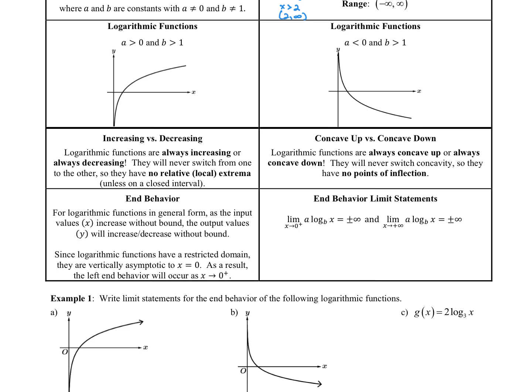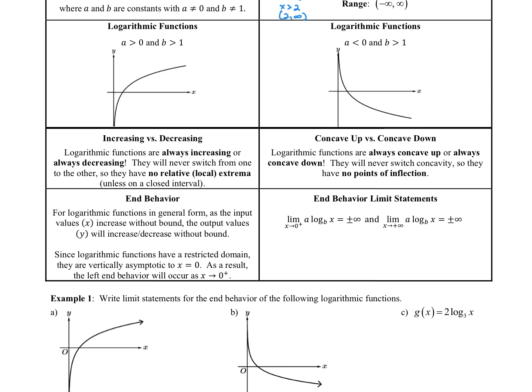Concavity: concave up versus concave down. Logarithmic functions are always concave up or always concave down. They will never switch concavity, so they have no points of inflection. In end behavior, for logarithmic functions in general form, as the input values increase without bound, the output values will increase or decrease without bound. Since logarithmic functions have a restricted domain, they are vertically asymptotic to x equals 0.